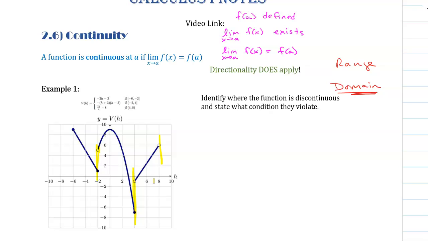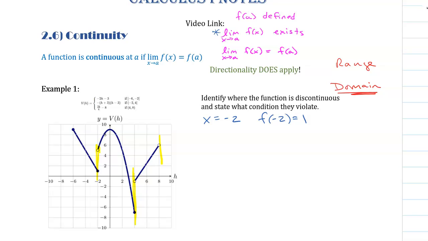Okay? So let's take this one at a time. When x equals -2, is f of a defined? Well, yes, it is. f of -2 is 1. It is defined. Does the limit exist? Well, no, it doesn't. Why not? Because you have a jump here, and the limit from the left is not the same as the limit from the right. Because of that, the limit at the number does not exist. So that is the condition that does not apply.